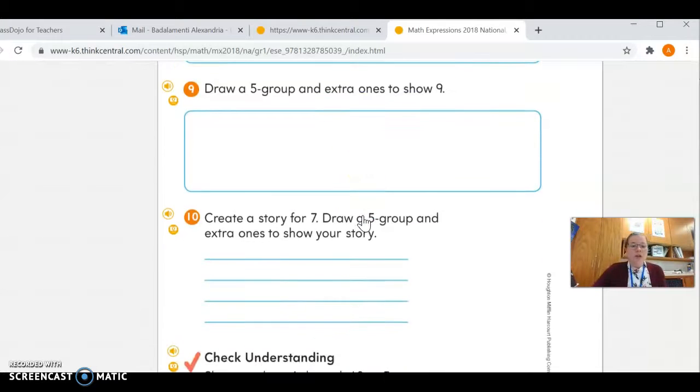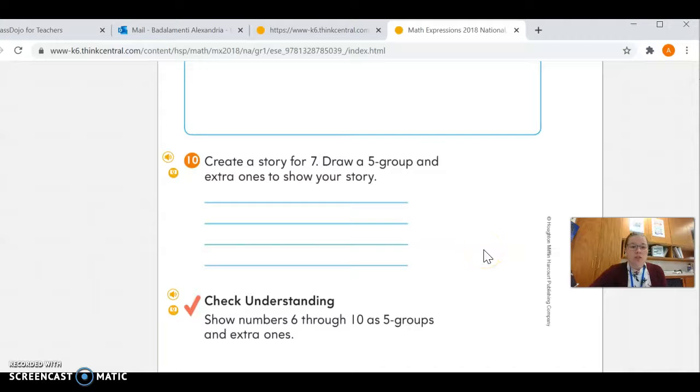Okay. So number 10 says create a story for 7. Draw a 5 group and extra 1s to show your story. So this could be anything you want it to be. So I'll give you an example. So it says there are 8 apples. 5 of them belong to Donald and 3 of them belong to Heidi.